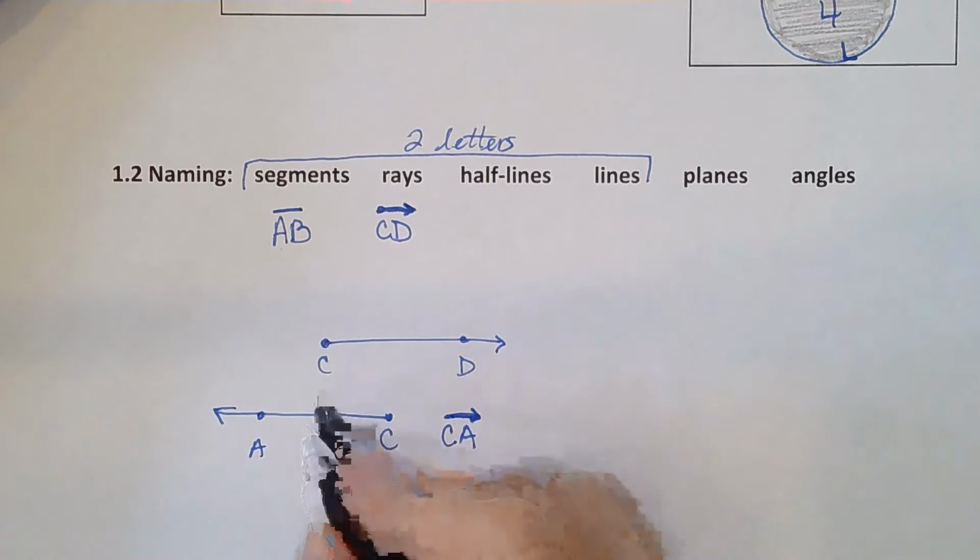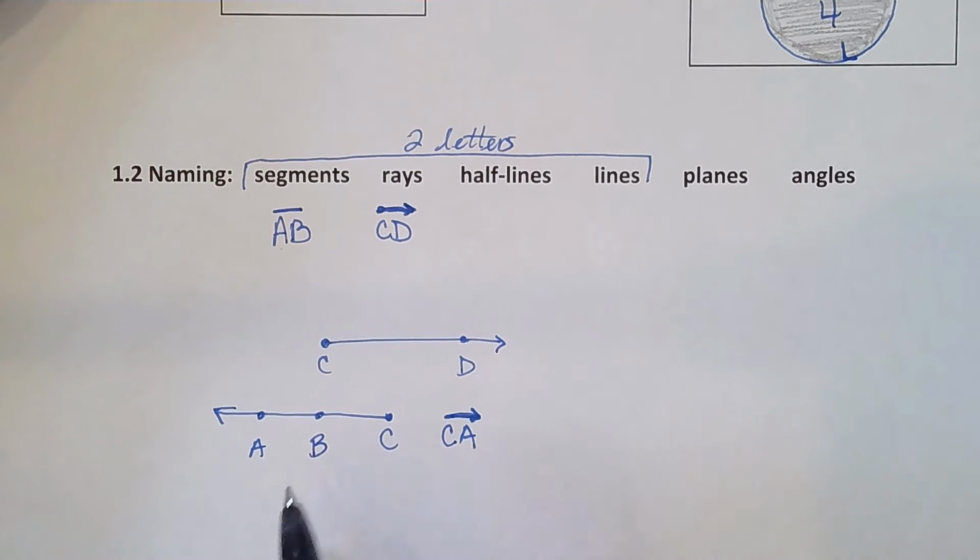Now, some of you might say, well, what if there's more than one letter over here? So what if I've got C here, and then it's going in this direction, but there's a B, and there's also an A. Can I name it as ray CB? And the answer is absolutely. You just need to name something else that's going in that same direction. So CB and CA, those would be the same ray because they're going in the same direction.